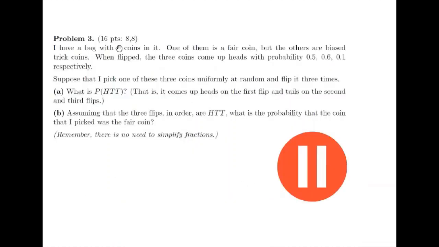Another one. I have a bag with 3 coins in it. One of them is a fair coin, but the others are biased coins. When flipped, the 3 coins come up heads with probability 0.5, 0.6, 0.1. This one is the fair one, and these are biased. Suppose that I pick one of these 3 coins uniformly at random and flip it 3 times. What is the probability of HTT?